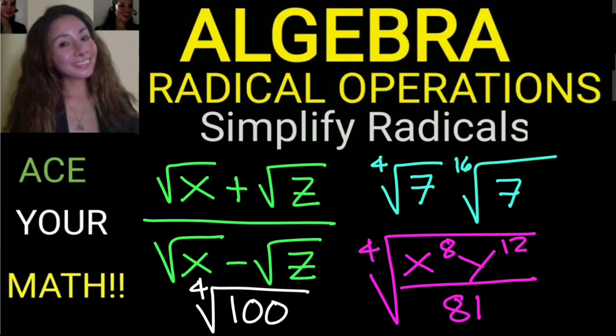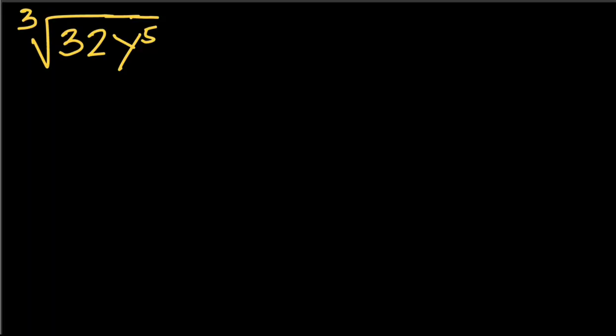In this video, you will learn how to simplify some radicals. Let's say we're given this radical expression, cube root of 32y to the fifth. To simplify this, we look for factors of 32 that are cubes, so we can put them outside of the radical.